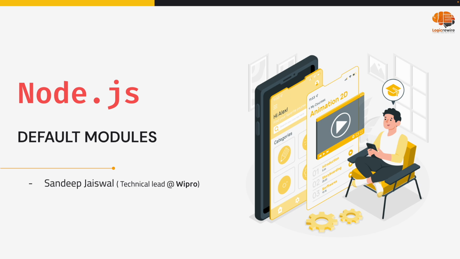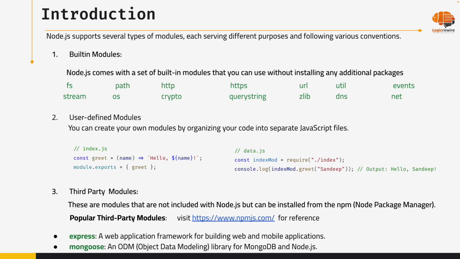So today we are going to check modules, the default modules from Node.js. First of all, we'll go for an introduction and check what modules are. Basically, modules are small pieces or chunks of code which help us do some specific work. We can get them from some other place, build them ourselves, or get them from Node.js. So three ways are there.